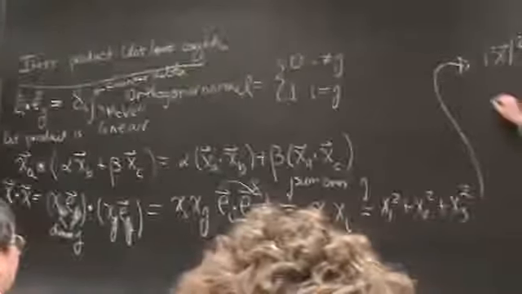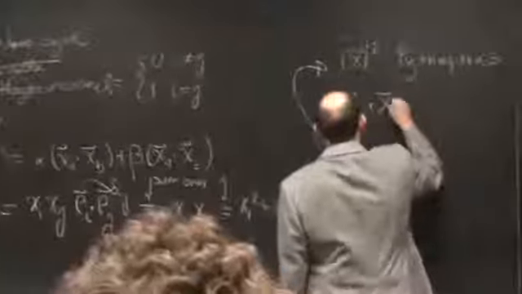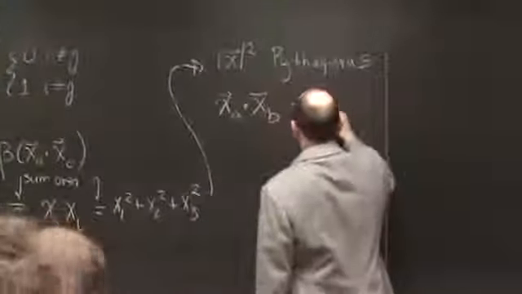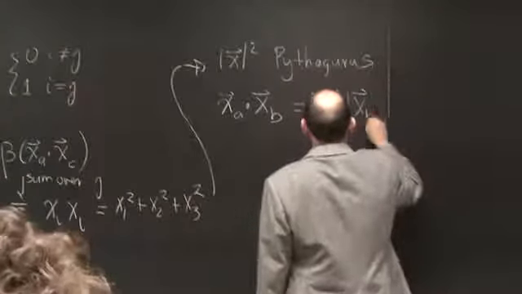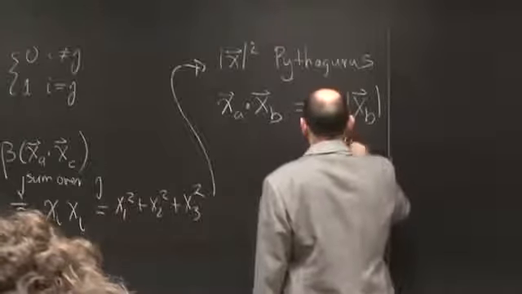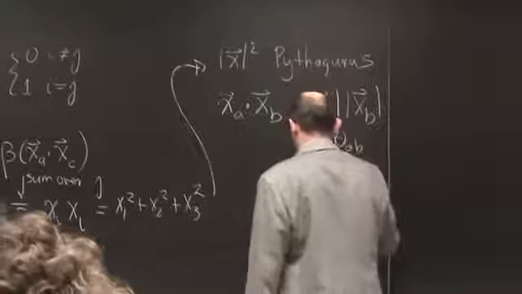Of course, we also have, from the law of cosines, that if I look at the dot product between two vectors, I can also express that in terms of the magnitude of the lengths times the cosine of the angle between the two vectors.